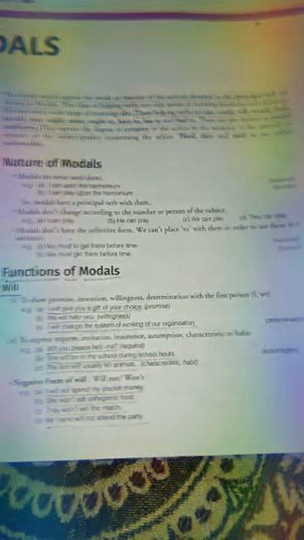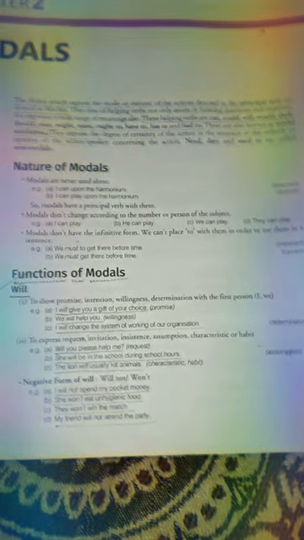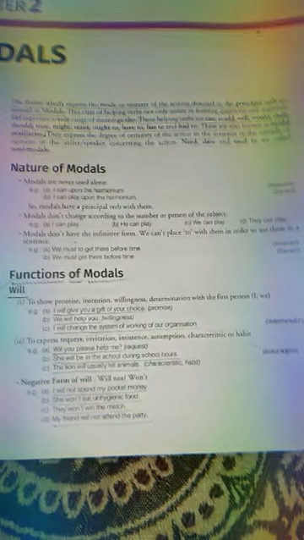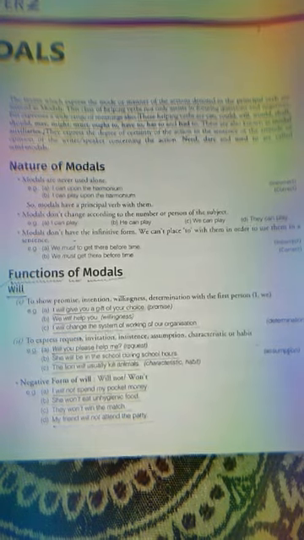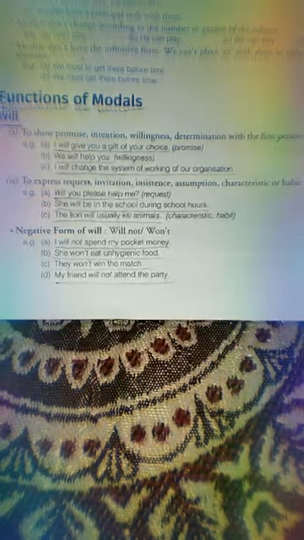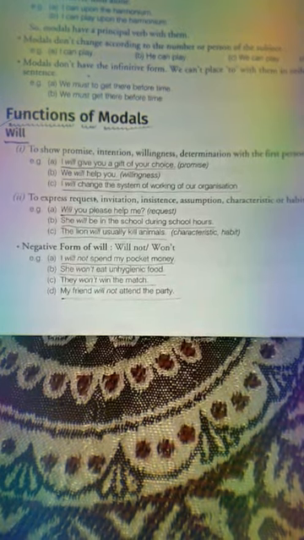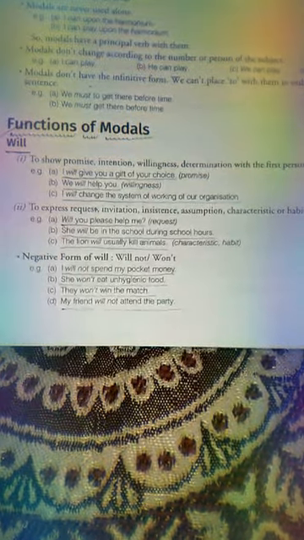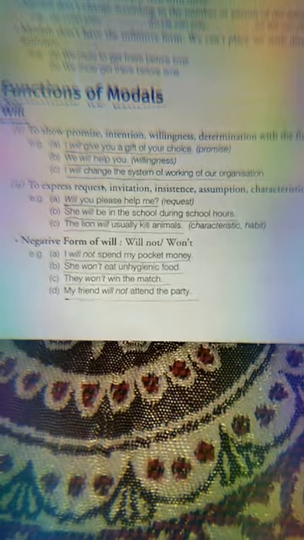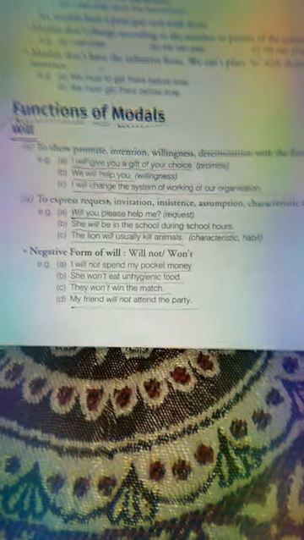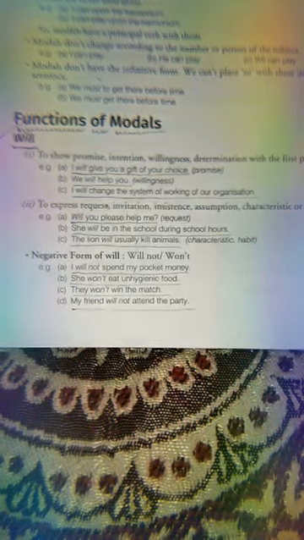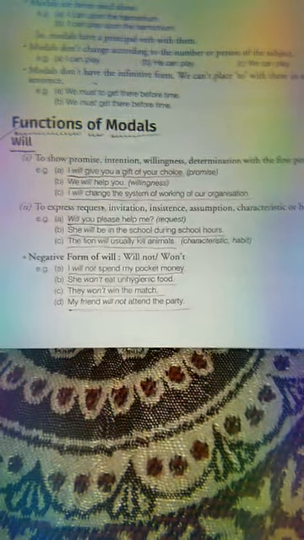And see the very important thing: modal auxiliary verbs never come alone. They always come along with a main verb. Isn't it? Let's have a look. I will give you a gift of your choice. Will is also a kind of modal, isn't it? Will and shall. So let's see. Will is your modal auxiliary verb in this sentence, and give is your main verb. Clear here? So, in this regard, the first usage is all about will and shall.